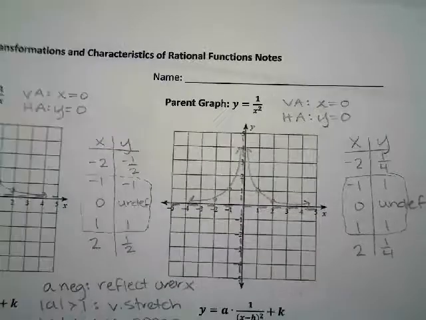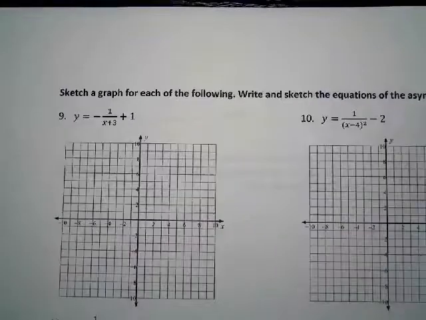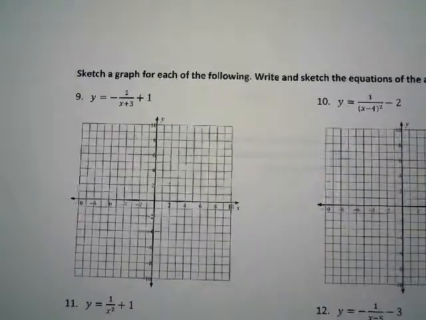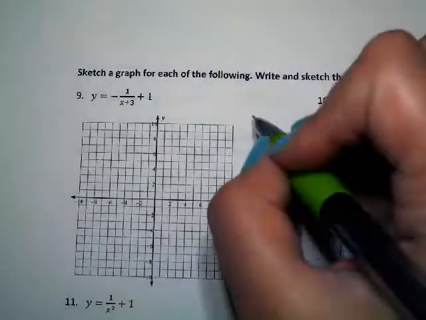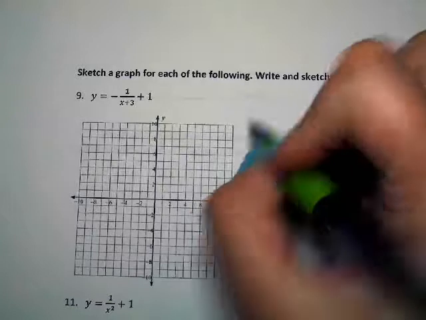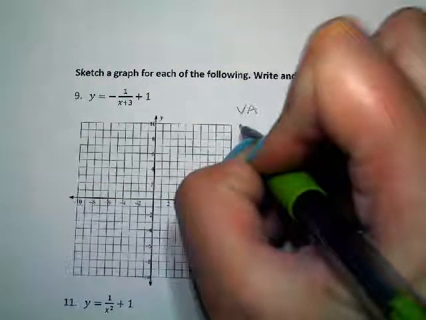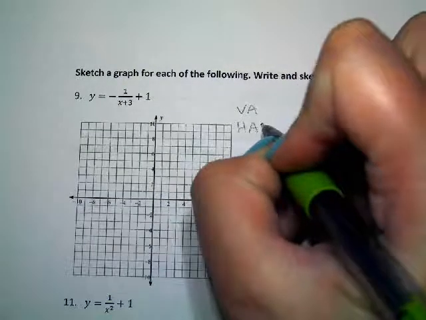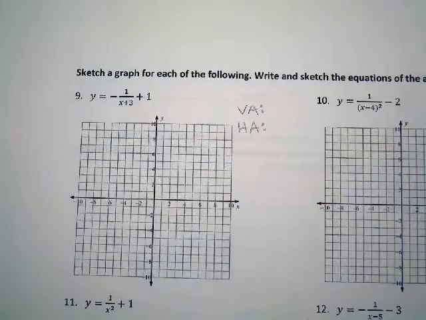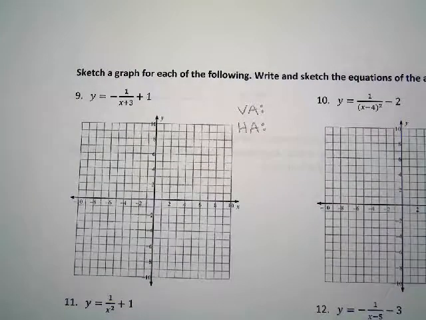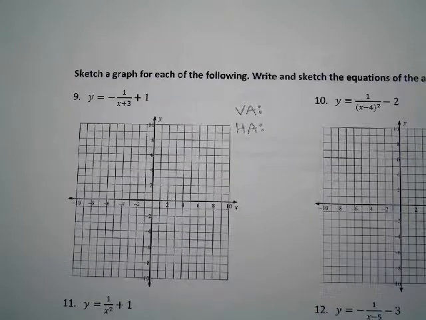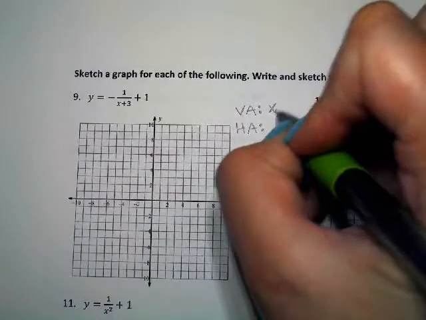So the first thing that we're always going to graph is we're always going to do the vertical asymptote and the horizontal asymptote. And so what is the vertical asymptote? And then what's the horizontal asymptote? Y equals 1.